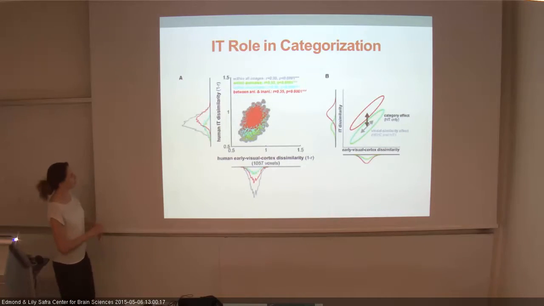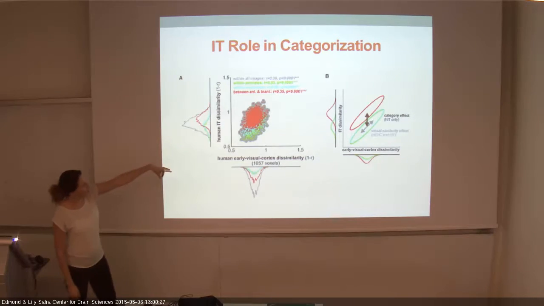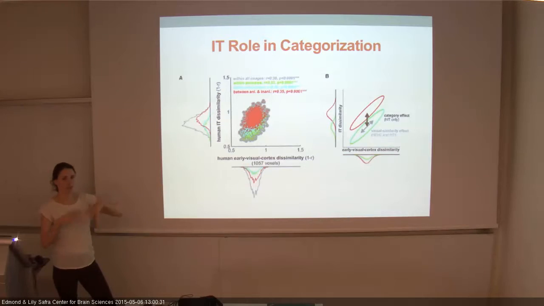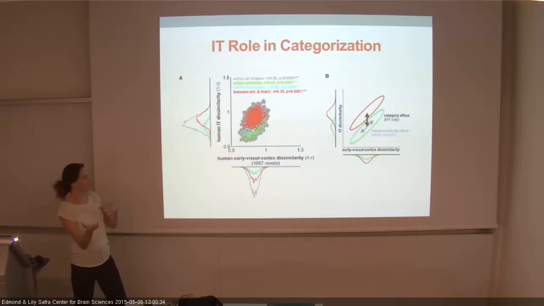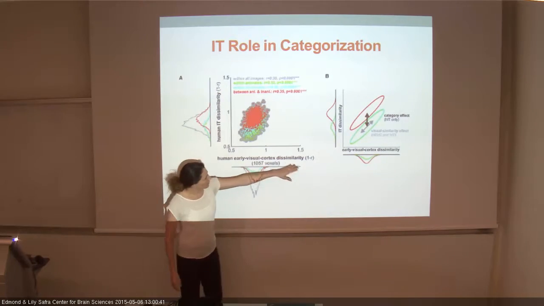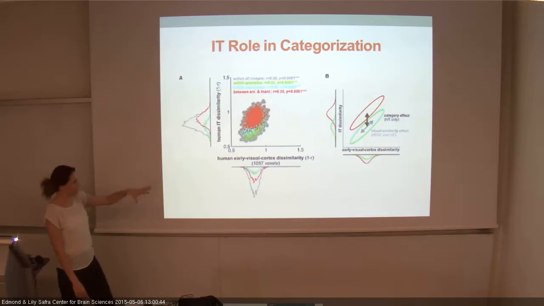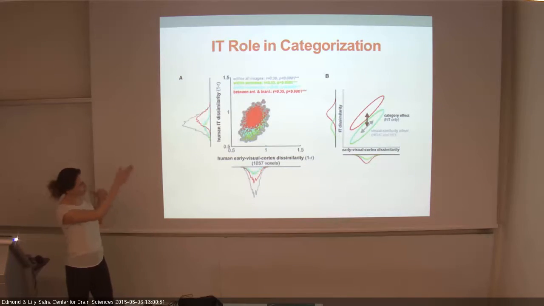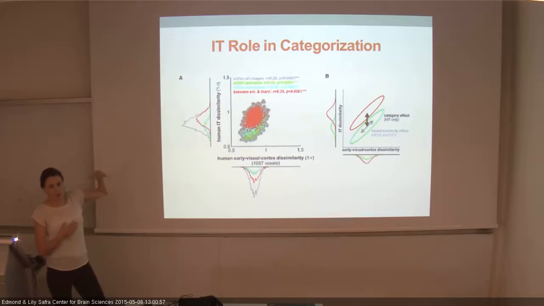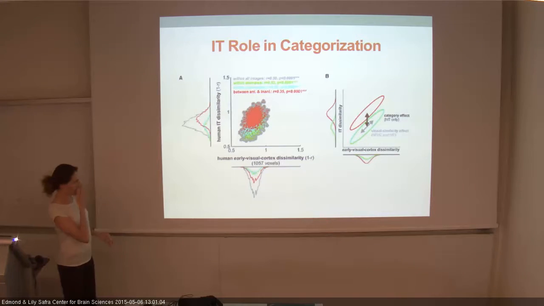Okay, I have time for this. This is just another way of showing what I just said, but perhaps a bit more obvious. I'm just going to talk about figure B. The red is the difference in reaction between categories, and the green is the difference in reaction within categories. At the bottom you see a histogram of the reaction. In the early visual cortex it's placed in about the same place on the axis of dissimilarity, but on the axis of IT dissimilarity, between categories is shifted up, meaning there's more dissimilarity between categories as opposed to within the same category.